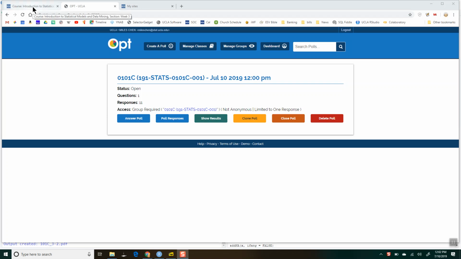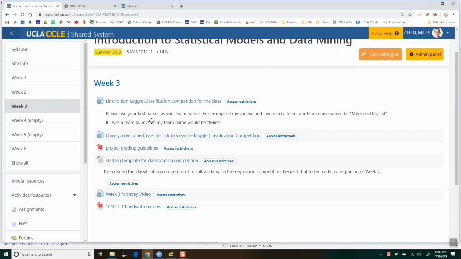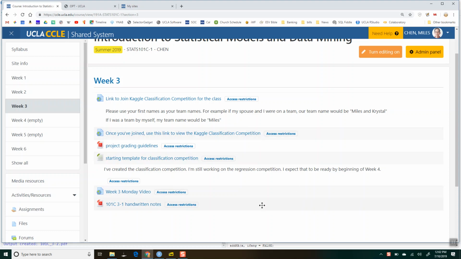Okay, so on CCLE, late last night, I created the Kaggle competition. I want to run two competitions, one for classification and one for regression. That way all of your eggs aren't in one basket. If you do great on both, that's great, but if you do badly on one of them, it's only half the points for the final project, right?